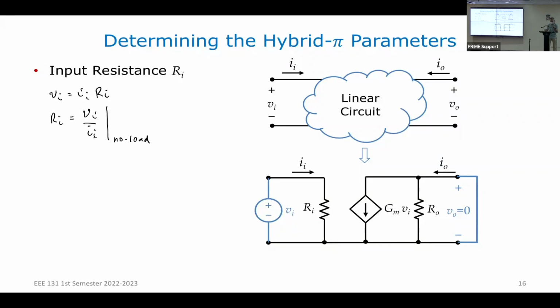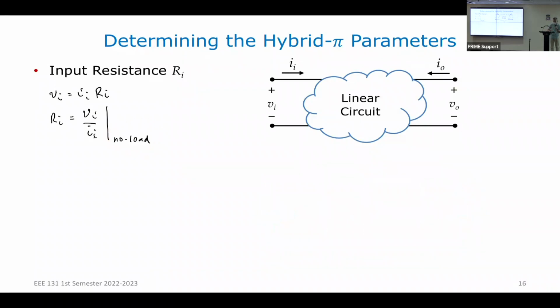Now, why do we impose that? In this particular case, you see it doesn't matter. But there may be transistor topologies where it will matter. Later on, you will see that. There may be transistor topologies where it will matter. So why do we want this to be no load?